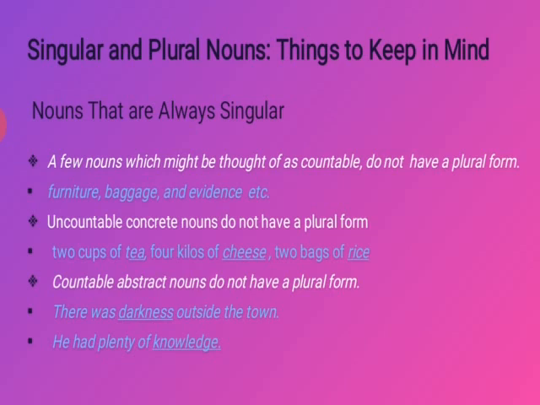Fine. Third, countable abstract nouns do not have a plural form. There was darkness outside the town. Darkness is not having any kind of plural form. Same goes for: he had plenty of knowledge. So knowledge is not having any kind of plural form.